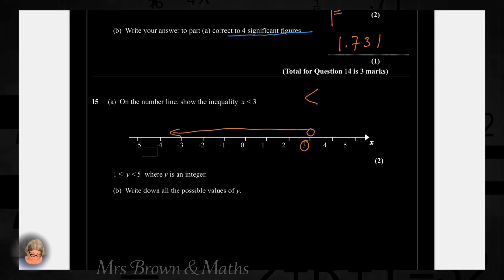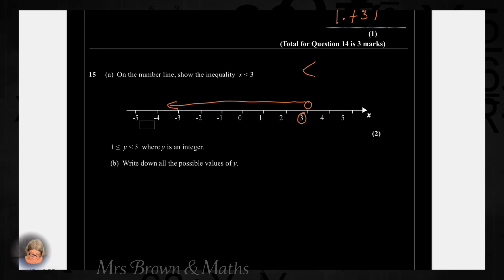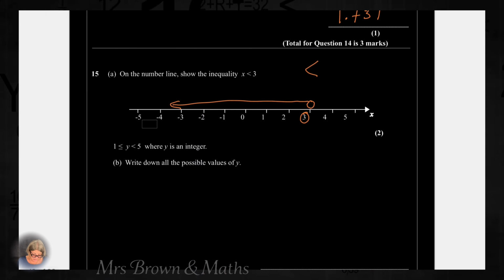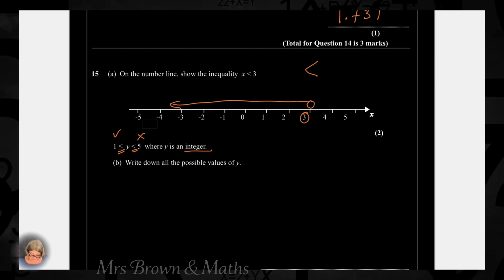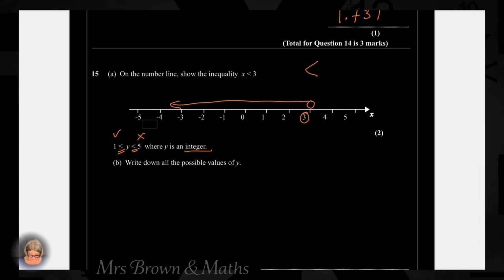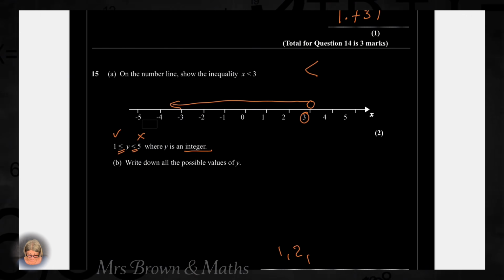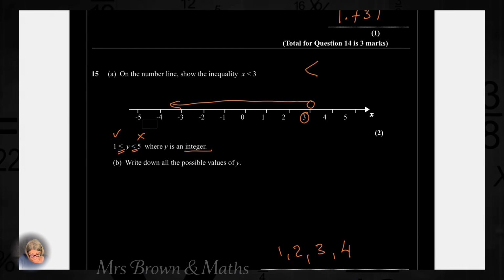And question B. Have a look. Here we have one sign is less, one is less or equal, right? And integer means a whole number. So 1 is included, 5 not. Let's list all the numbers. 1, 2, 3, 4. We cannot include 5 because it's just less. So y cannot be equal 5.